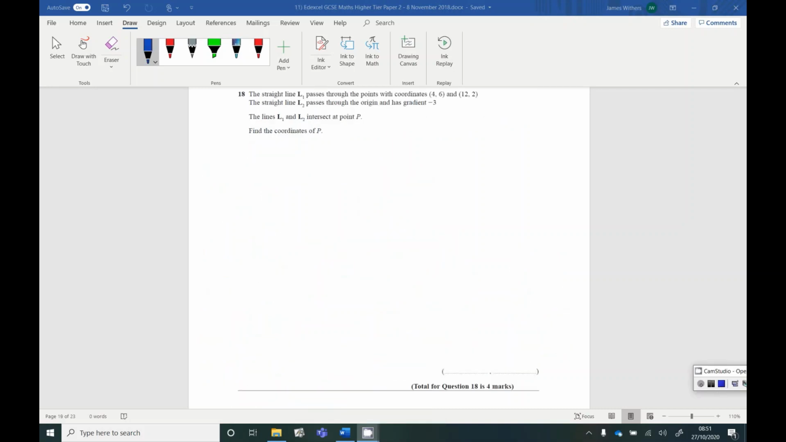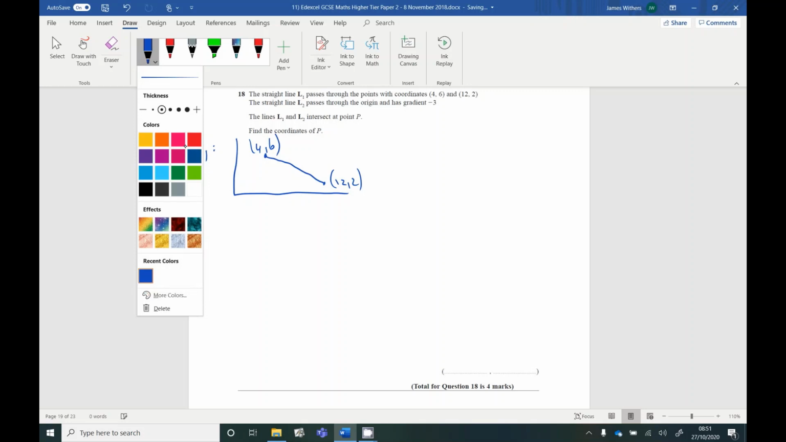Question 18. So let's look at L1. And I think a little sketch always helps us gather our thoughts with the gradient. So we've got our first point at 4, 6. Our second point at 12, 2. So there's our line L1. Now just draw in a gradient. Draw in a triangle to help you work out the gradient.